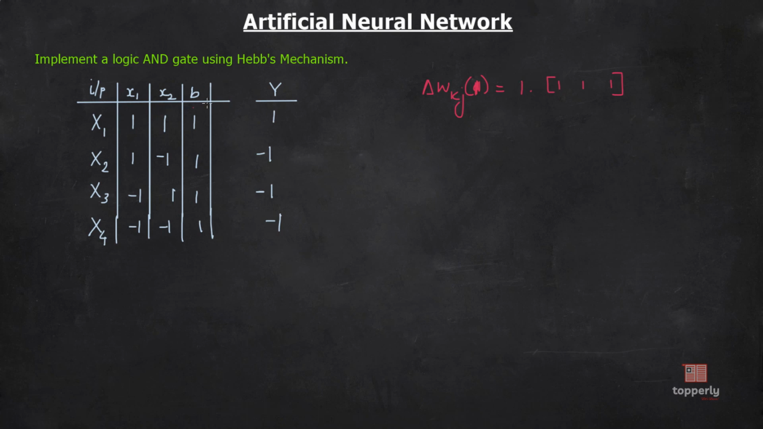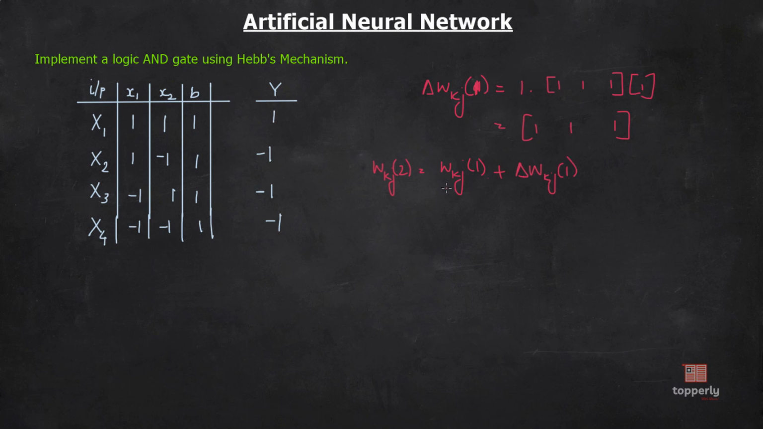See, these are the three inputs for the first input vector, right? And we have output vector as y equal to 1. Therefore, this is 1. And we get it as 1, 1, 1. Now, we will try to update the weights. That is, wkj of 2 is equal to wkj of 1 plus delta wkj of 1.